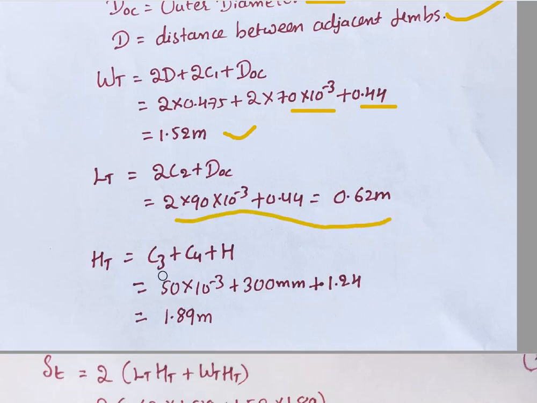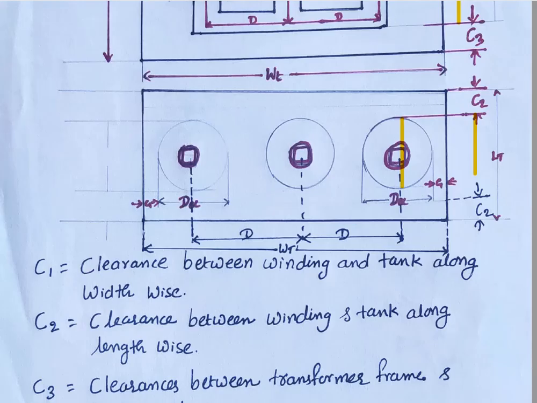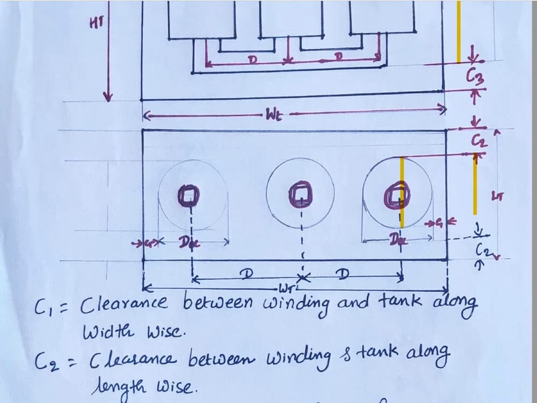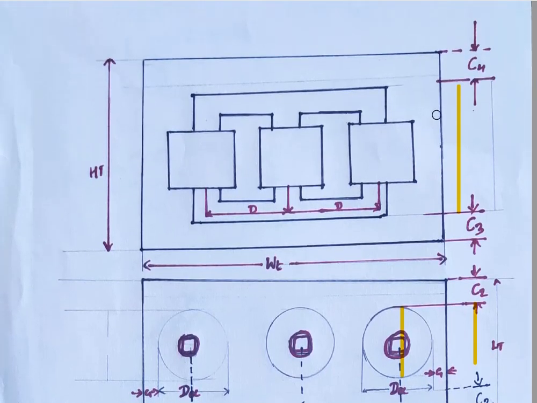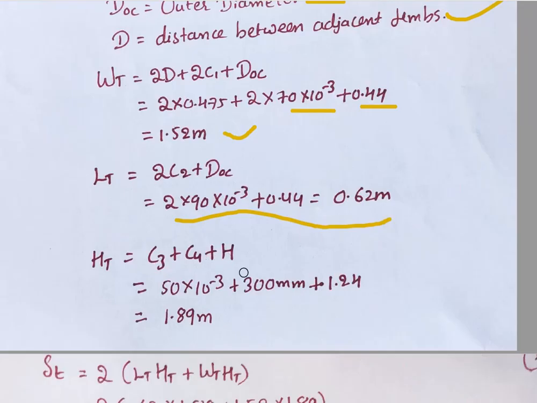Then the height of the tank is C3 plus C4 plus H, where this portion is H. So C3 plus C4 plus H, the height of the frame. They have given 50 into 10 raised to minus 3 plus 300 into 10 raised to minus 3 plus 1.24. So totally you will get 1.89 meter.